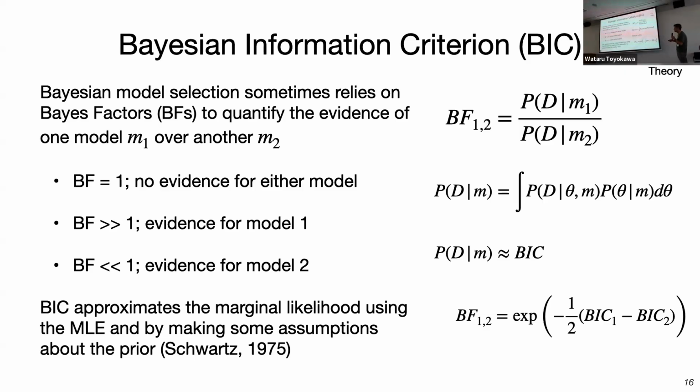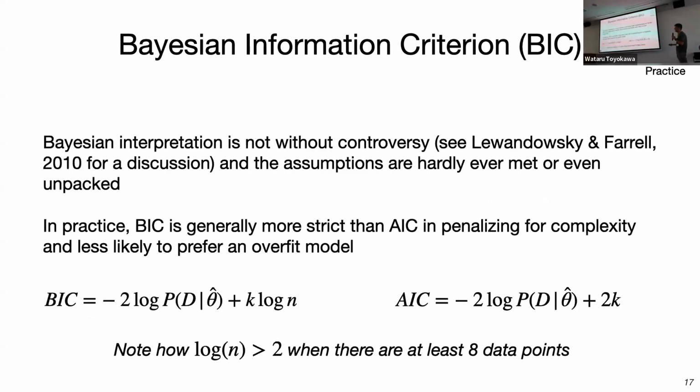Now, these assumptions about the prior are hardly ever met, and this Bayesian interpretation is actually quite controversial, right? To what extent BIC actually captures these Bayesian principles of the marginal likelihood has a lot of controversy around it, and these assumptions are probably never met in any case that any of you have ever used BIC, okay?